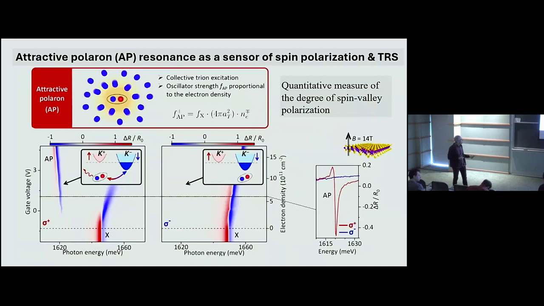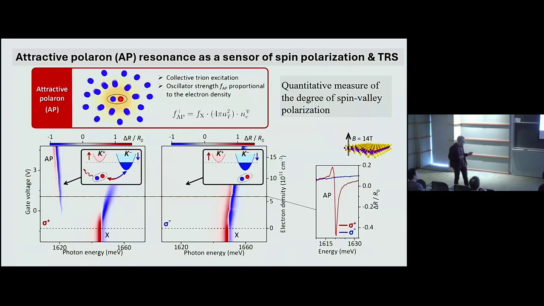Now, if you look at the excitonic spectrum, when you generate an excitation in the K plus valley, then you see this repulsive polaron and attractive polaron formation. But if you try to generate excitons in the same valley as the electrons are, you see nothing other than a blue shift of the line. Okay? The reason for that is that to form a trion or attractive polaron, the exciton and electron, or exciton and hole, have to be in opposite valleys.